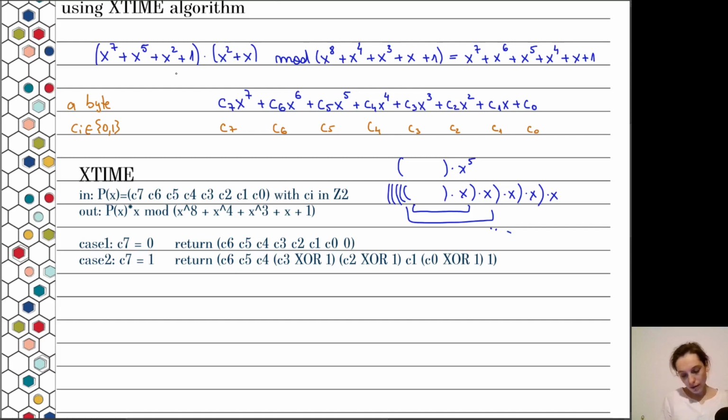In our case, we will multiply the first polynomial by x powered by 2. So we will apply XTIME algorithm powered by 2. XTIME powered by 2, and we will have as an input this polynomial.